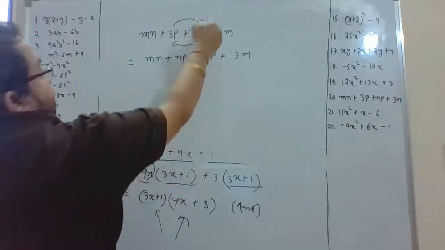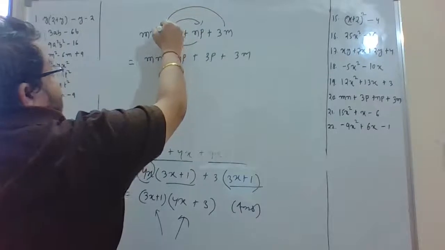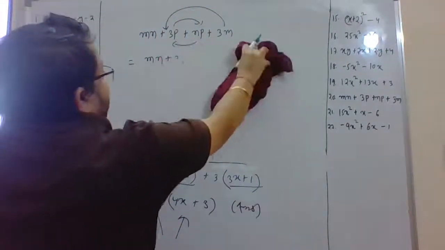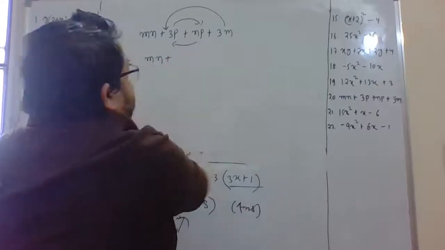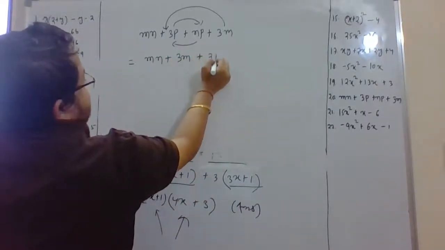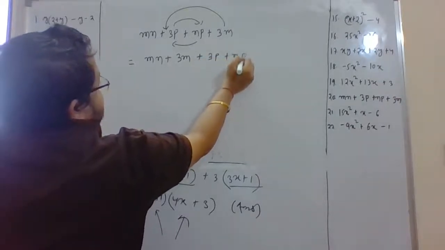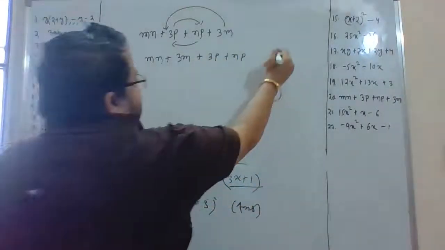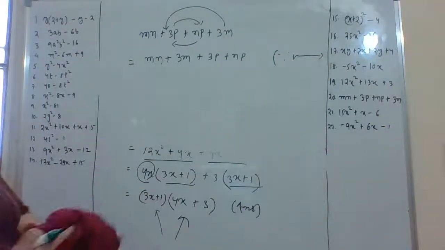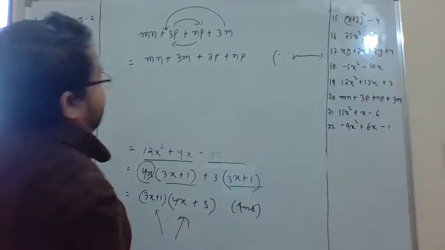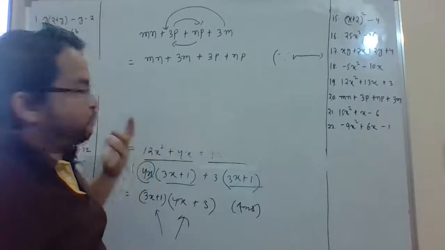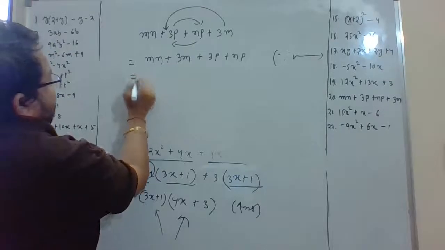If you see here, I'll shuffle the last term as the second term. So I would rewrite it as mn plus 3m plus 3p plus np. The reason is that addition is associative by nature, we can shuffle it, that's perfectly fine. And if you ask me how would I know this, the answer would be by practice. There is no other way to know this, right?